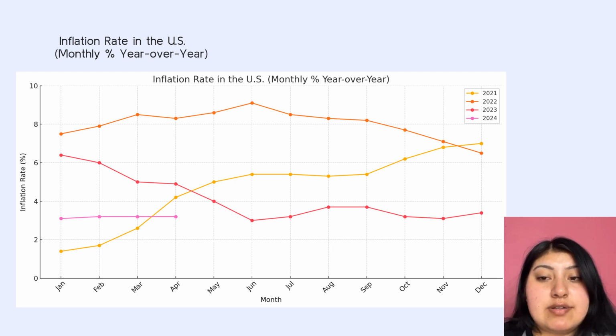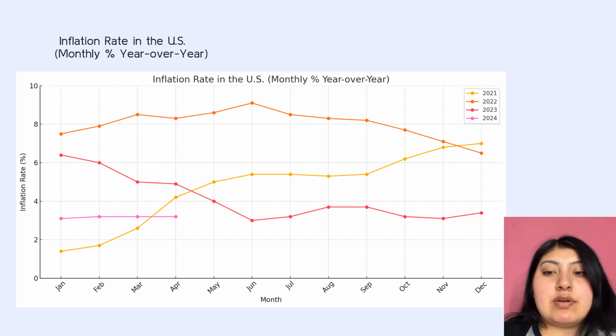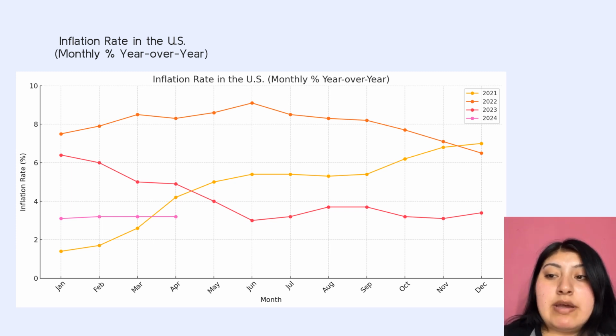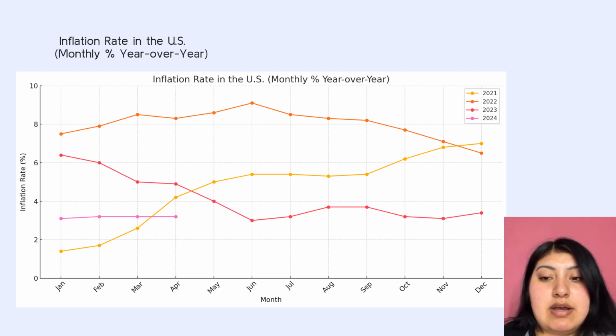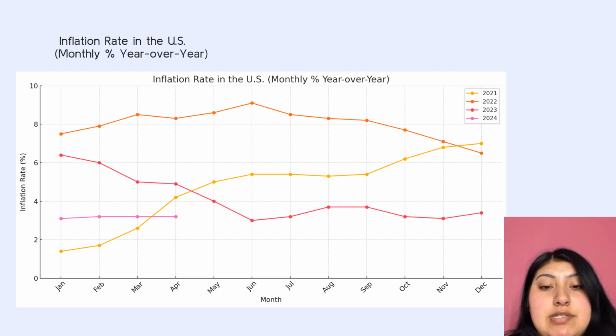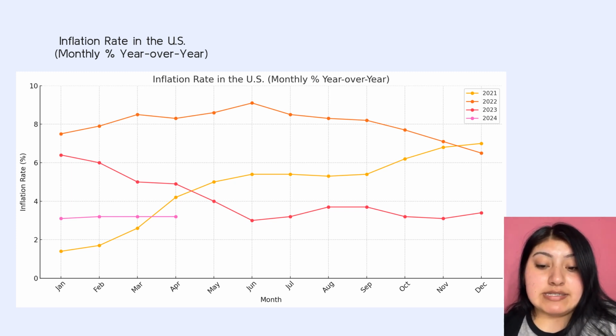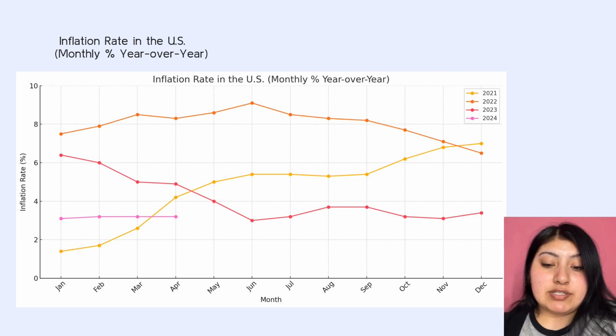By the end of 2023, it dropped to around 3.4 percent, and in early 2024, it stabilized at about 3.2 percent. The Federal Reserve's target is 2%, so while inflation is lower now, it's still above the ideal level.